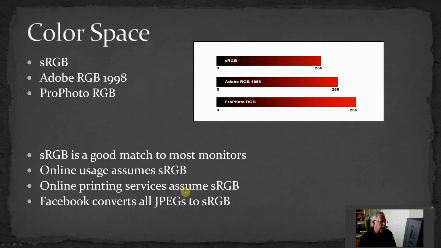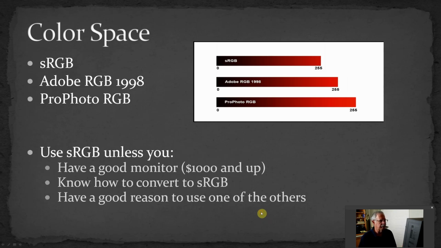Online printing services usually assume sRGB, and this one in particular can get you in trouble because some of the less sophisticated printing services will just assume it's sRGB, and if you send them something that isn't, you're going to get really weird colors. Facebook is smart enough, it converts everything to its own version of sRGB. So when you upload an image, it actually converts it intelligently, and then everything on Facebook is in a Facebook sRGB profile.